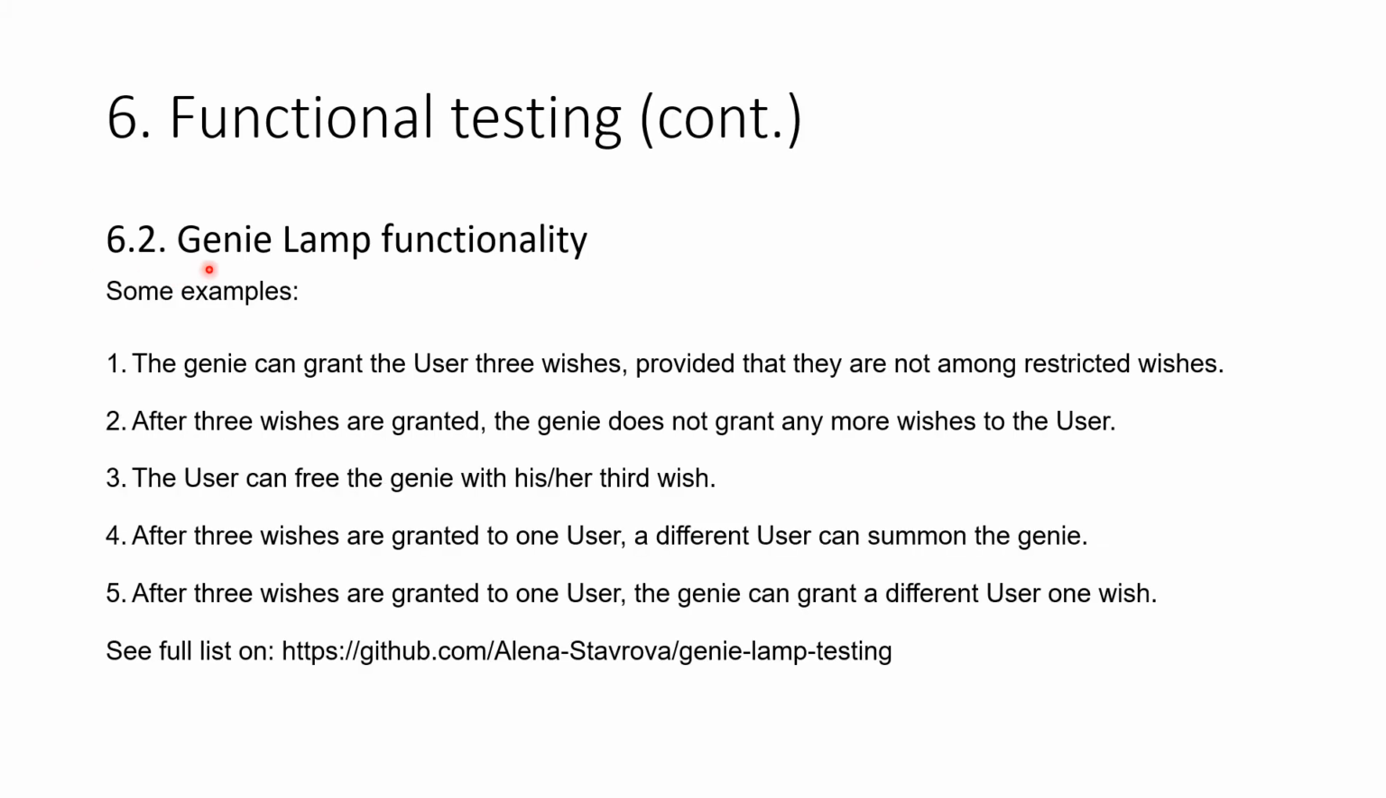Now, the interesting part, the Genie Lamp functionality. And I'll give you just a few examples of the test cases. The Genie can grant the user 3 wishes provided that they are not among the restricted wishes. After 3 wishes are granted, the Genie does not grant any more wishes to that user. The user can free the Genie with his/her 3rd wish. After 3 wishes are granted to one user, a different user can summon the Genie. And after 3 wishes are granted to one user, the Genie can grant a different user 1 wish.